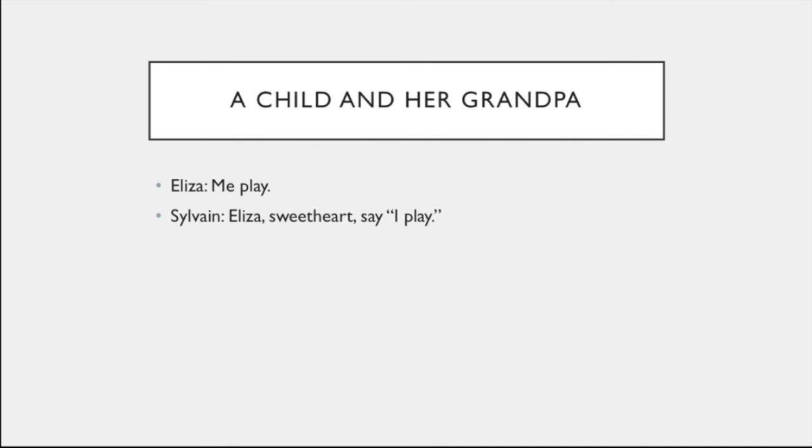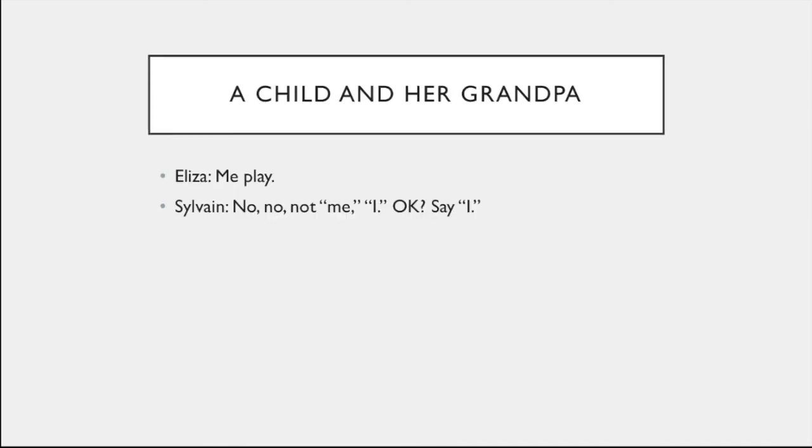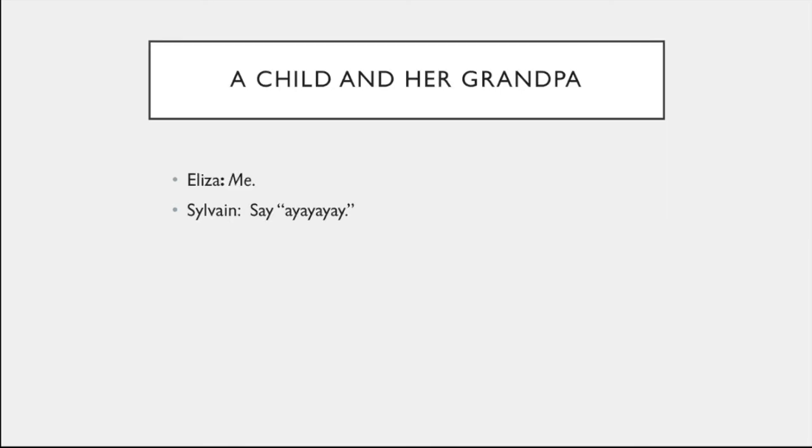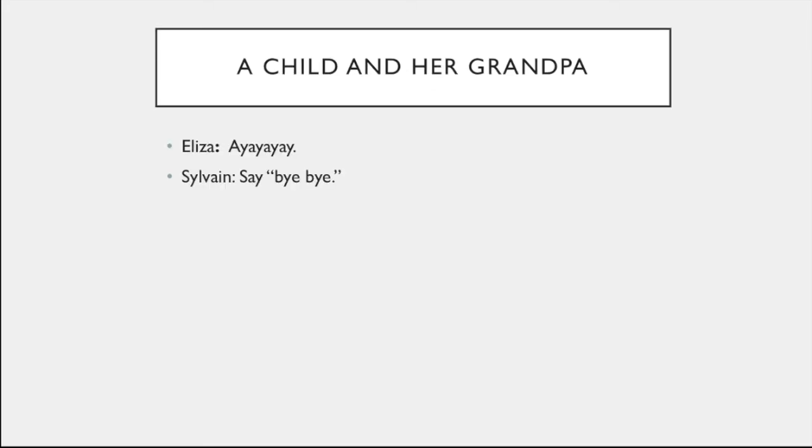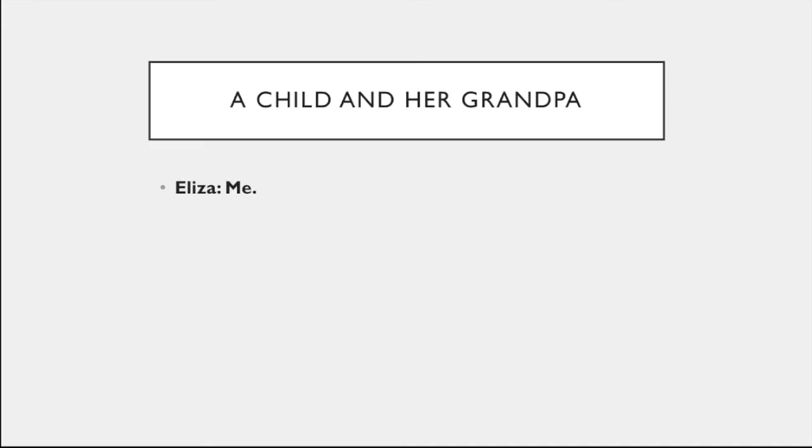Eliza says, "Me play." And Sylvain says, "Eliza, sweetheart, say I play." "Me play." "No, no, not me. I, okay? Say I." "Me." "Say I, I, I." "I, I, I." "Say bye, bye." "Bye, bye." "Great. Now say I." "Me."